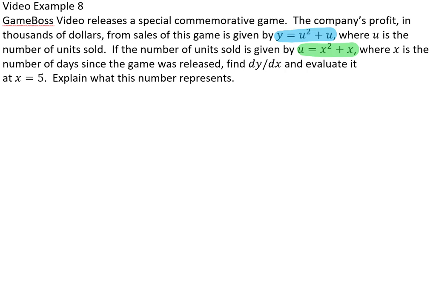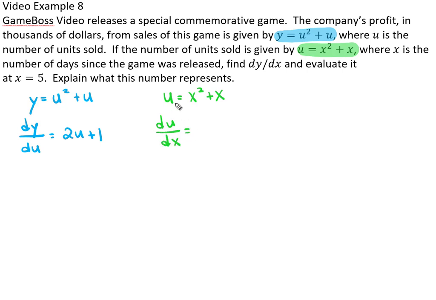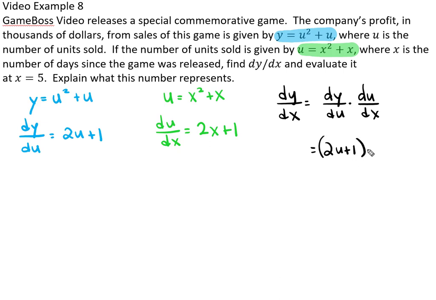We're first going to find dy du. So the derivative of the y equation with respect to u is 2u plus 1. Then the derivative du dx is the derivative of the u equation with respect to x, 2x plus 1. Then we know that dy dx will be a result of dy du, and then du dx. And so we're going to write 2u plus 1 times 2x plus 1. And that's not okay because it has both u and x in it. And then we have to replace the u. So we're going to replace it with x squared plus x.